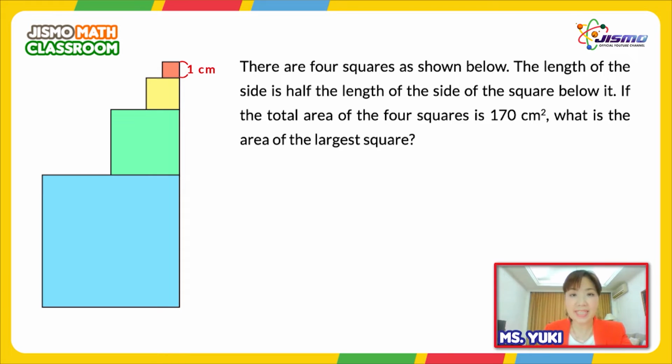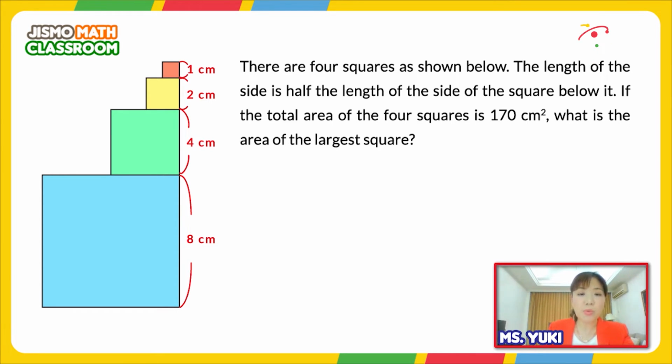It means the second square will have 2 centimeter size, and the next will be 4 centimeters, and then the largest square will have 8 centimeter size. Are you following? Now let's calculate the area of each square.